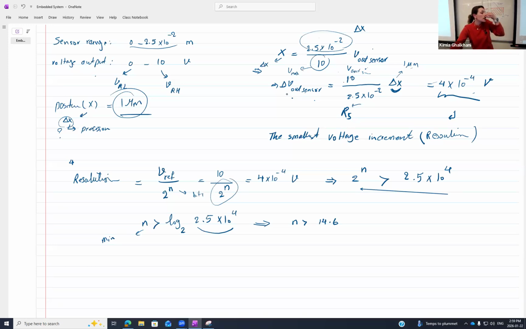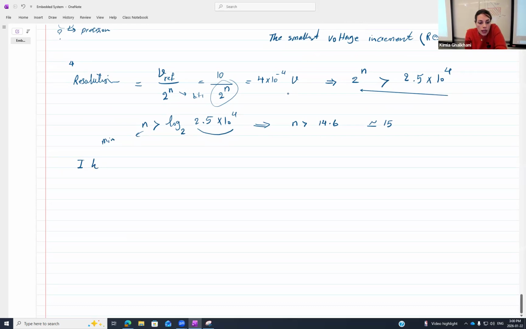Remember, why is that? Who can tell me? Why can I not have a decimal? I found 14.6. We had this in the lab, remember? I have 14.6, but can I have 14.6 bits? This is a decimal point. I cannot do that. Therefore, I have to select a higher integer, which is going to be 15. So we need to select 15 bits. I'm going to write it.